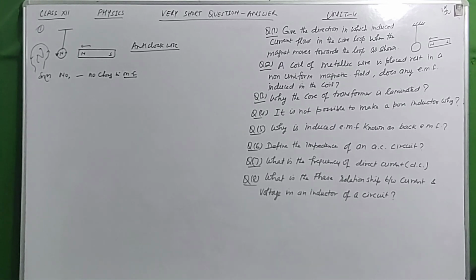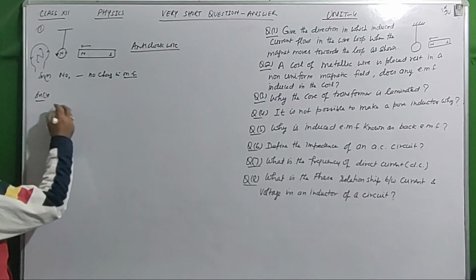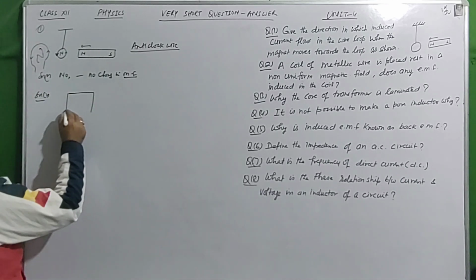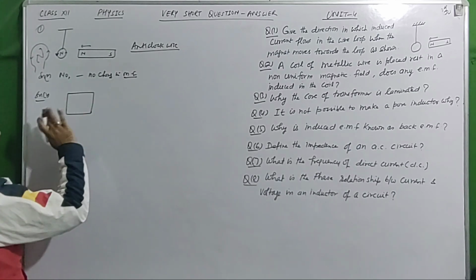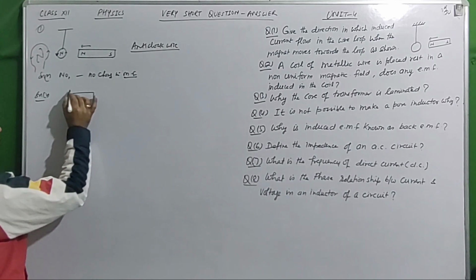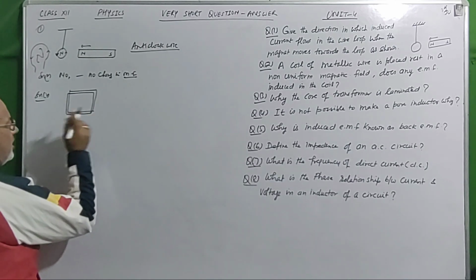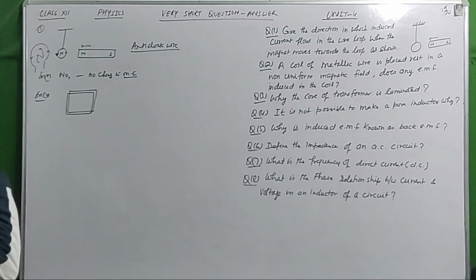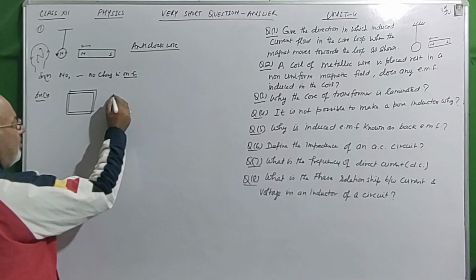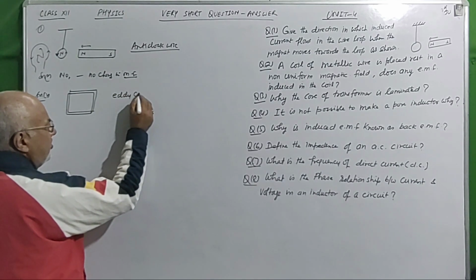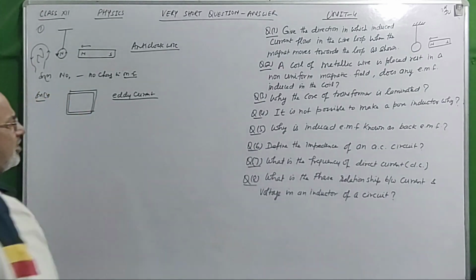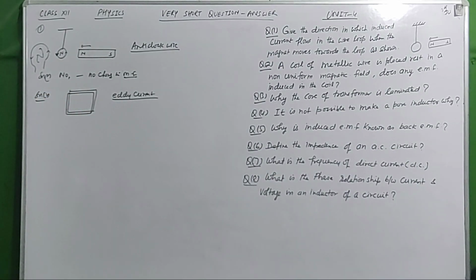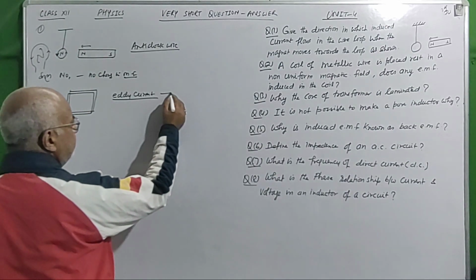Next question. Why is the core of the transformer laminated? The transformer is formed by taking a coil of soft iron, pasting varnish on it, and then putting another coil on it. This varnish acts as an insulator. It breaks the path of the eddy current. Which current? Eddy current. It breaks the path of the eddy current. So the core of the transformer is laminated to reduce the eddy current effect.